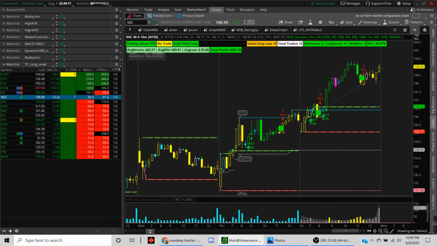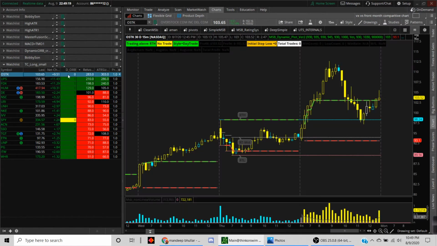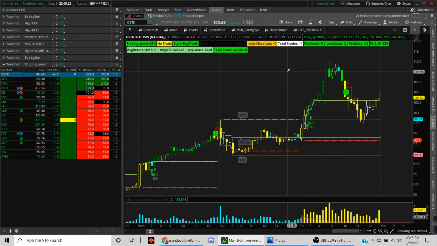Now let's take a look at OSTK again, and one of the reasons I'm highlighting this is that when you look at this kind of criteria where the relative volume is high and the ATR is high, it historically has done very well, right? So in this case, you have 11 trades, out of which 9 were wins and 2 were losses.